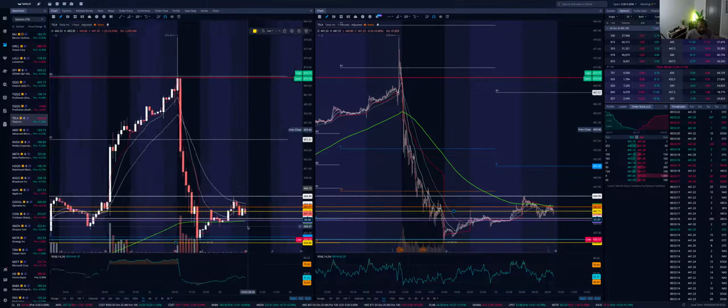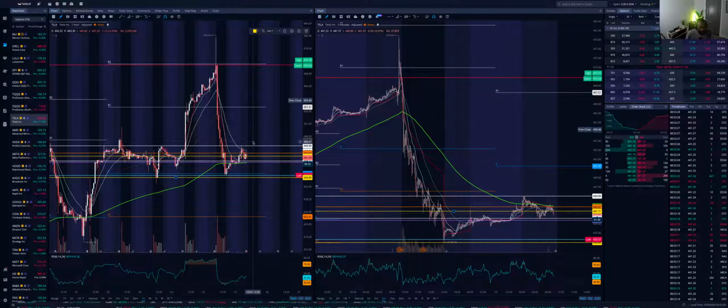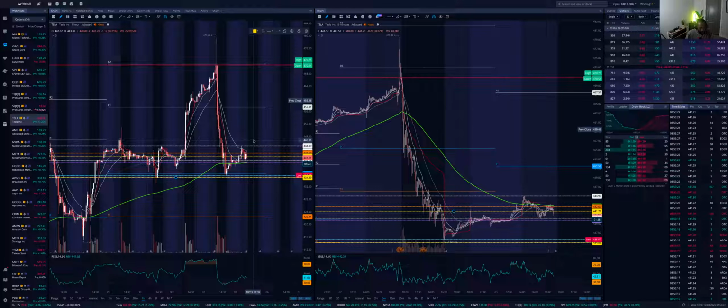Let's see on the 1-hour if we have anything that is pivotal. On the 1-hour, there's not really much that's pivotal. We do have a level here, but if we break pre-market high, it's just a simple, okay, let's go ahead and attack this 446 area if we do break pre-market high.